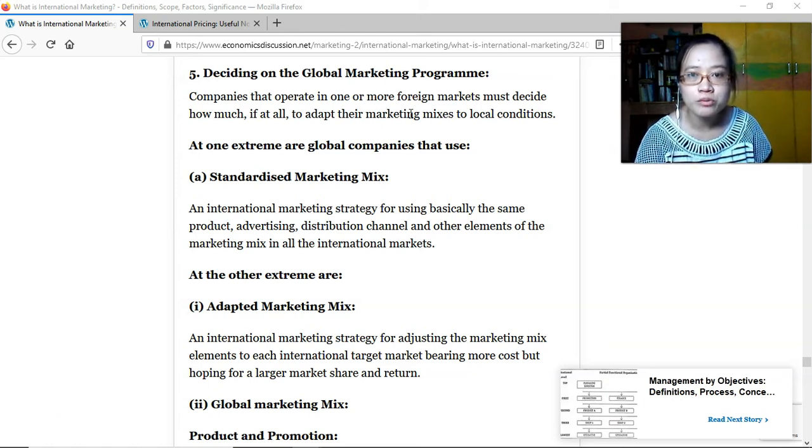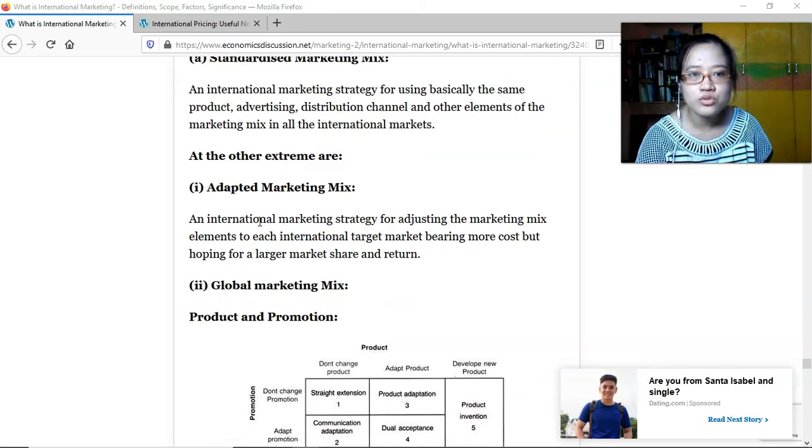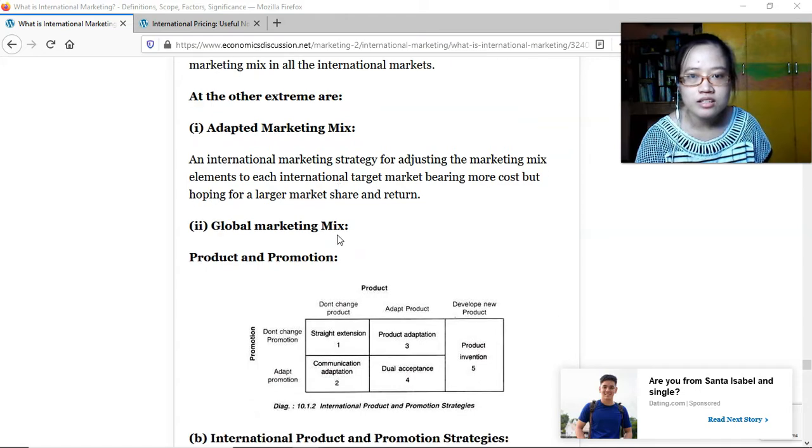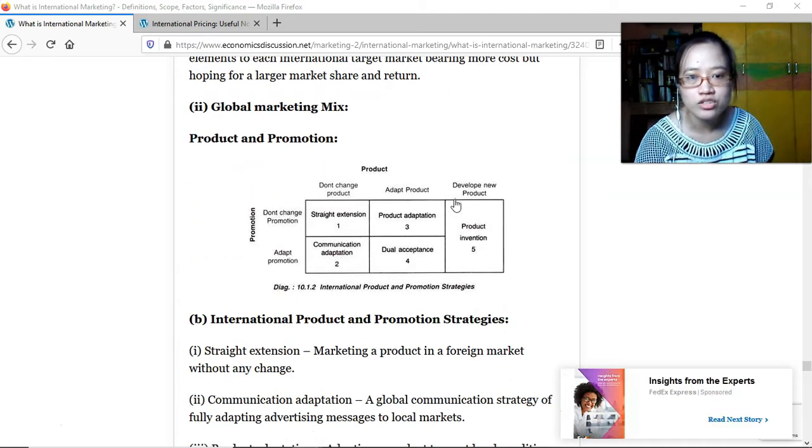Companies that operate in one or more foreign markets must decide how much, if at all, to adapt their marketing mixes to local conditions. Okay, so you have your standardized marketing mix. Other extreme, adapted marketing mix, adjusting the marketing mix elements to each international target market, bearing more cost but hoping for larger market share and return. Okay, so you have this graph.